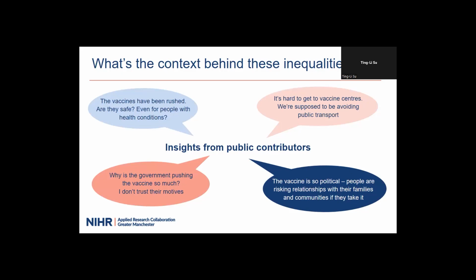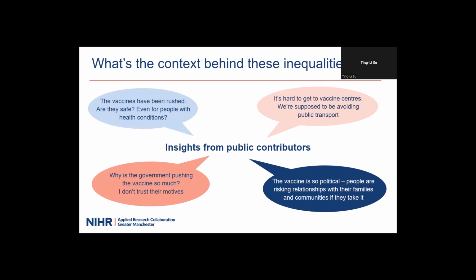So alongside that statistical analysis that we were doing, we also worked with a group of public contributors from diverse communities across Greater Manchester, and they were able to share some really important insights into some of the context behind these inequalities. So we ran a series of online discussion groups, and we heard a whole range of different concerns about the vaccines and a mix of positive and negative attitudes, and a lot of people who were largely pro-vaccine, but all had some concerns about the new COVID vaccines.